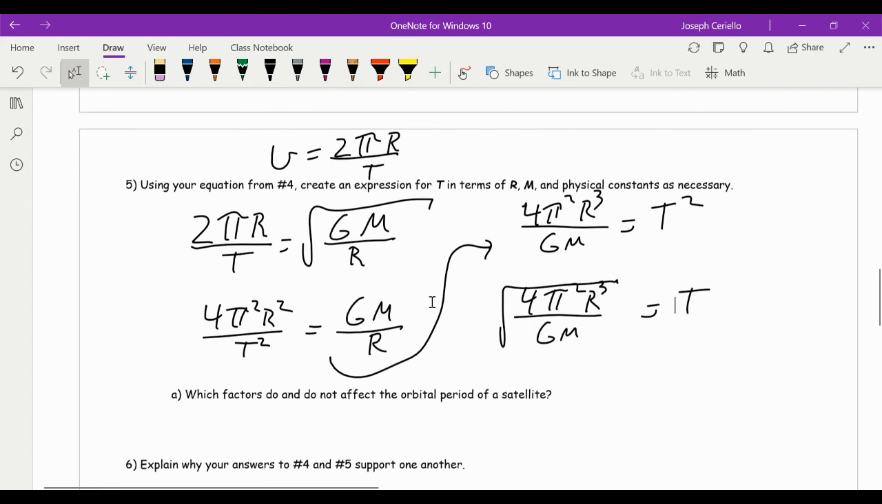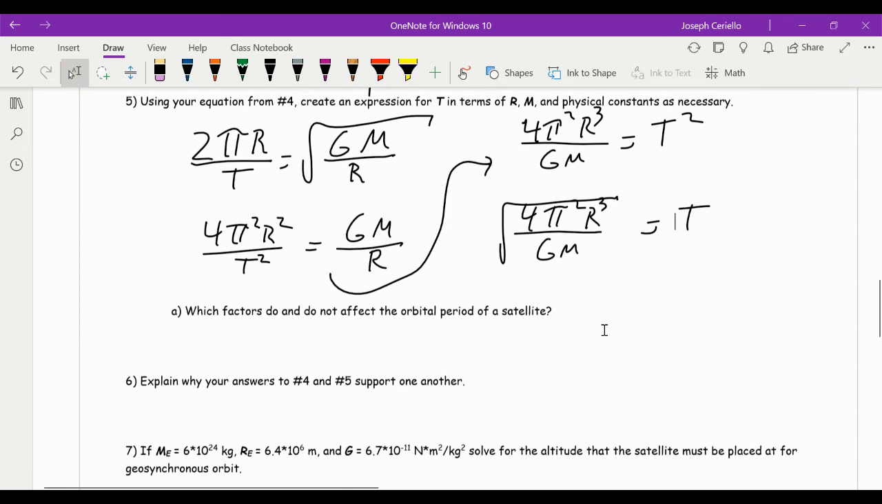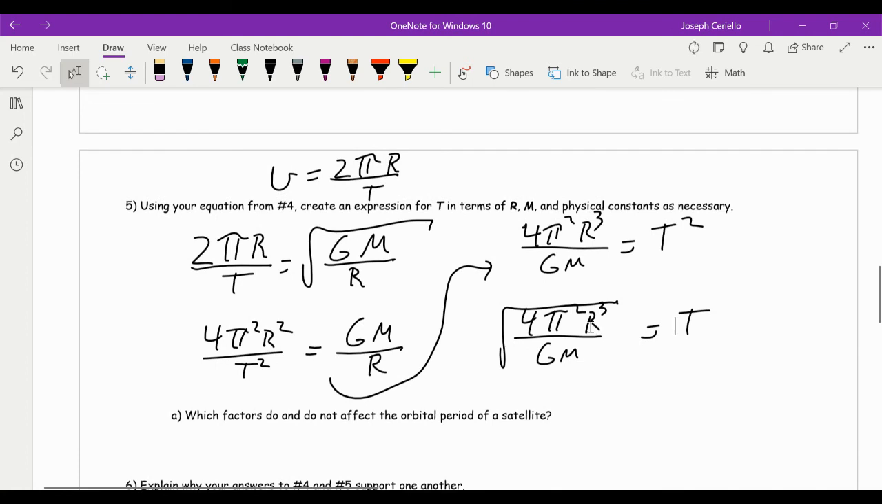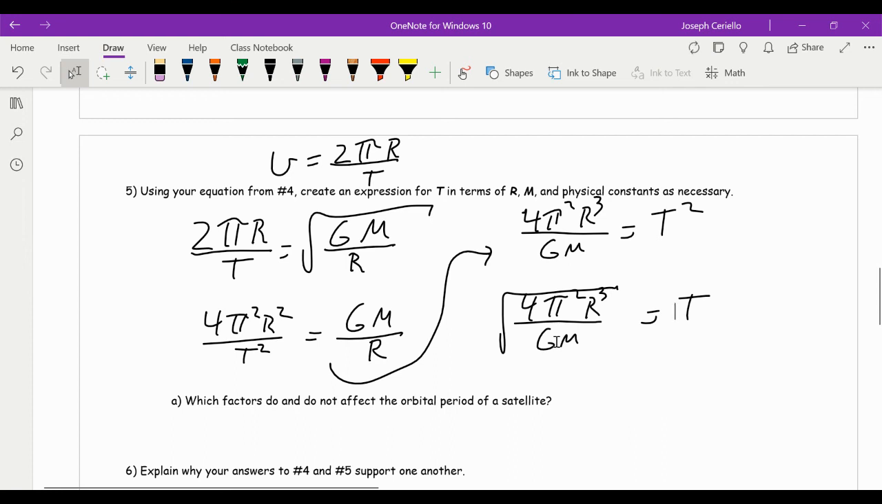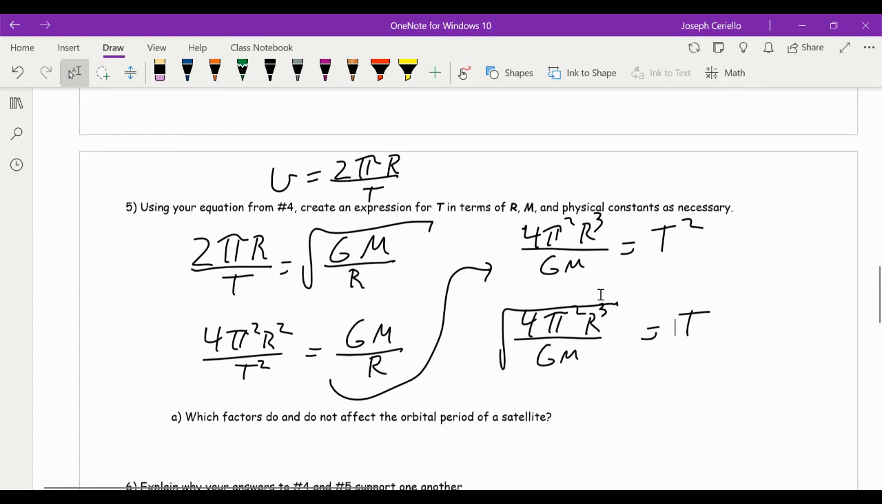So which factors do and do not affect the orbital period of the planet? Very similar to what we saw before. The mass of the satellite does not matter. What matters is the mass of the object that's being orbited and the radius of the satellite's orbit.